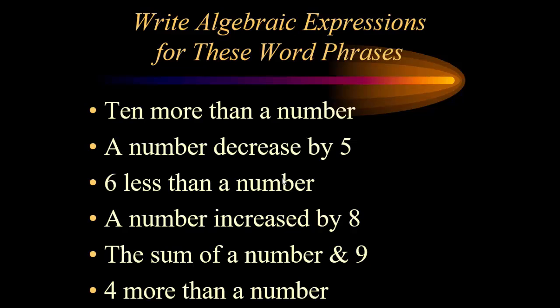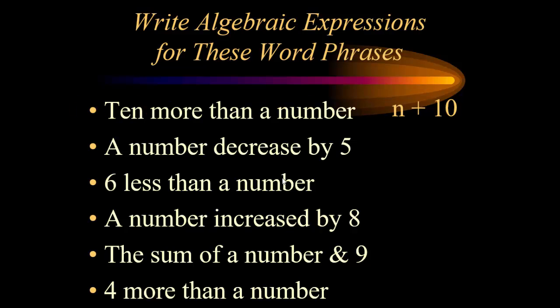Hopefully you paused the video and found a few of these. Now we're actually going to see the right answers. So we have 10 more than a number. That's when we are going to add. More than is addition, and I just represented that number by n. You could have represented it by anything except for O. A number decreased by 5.